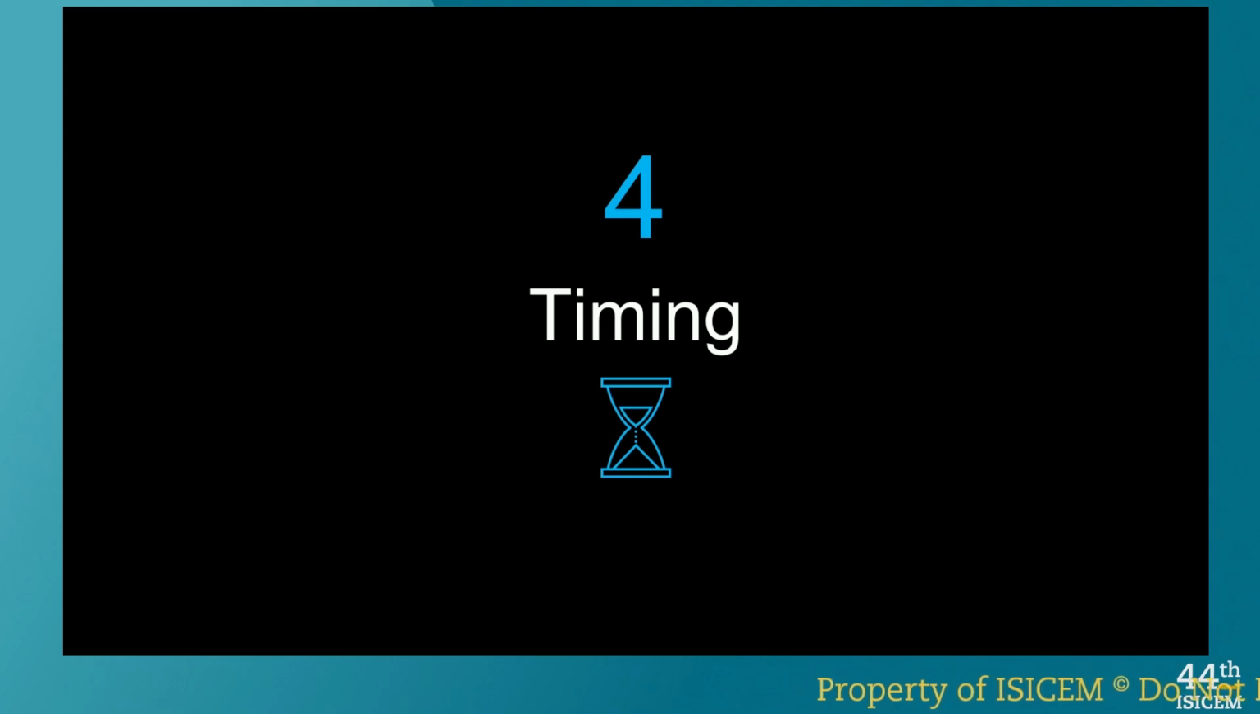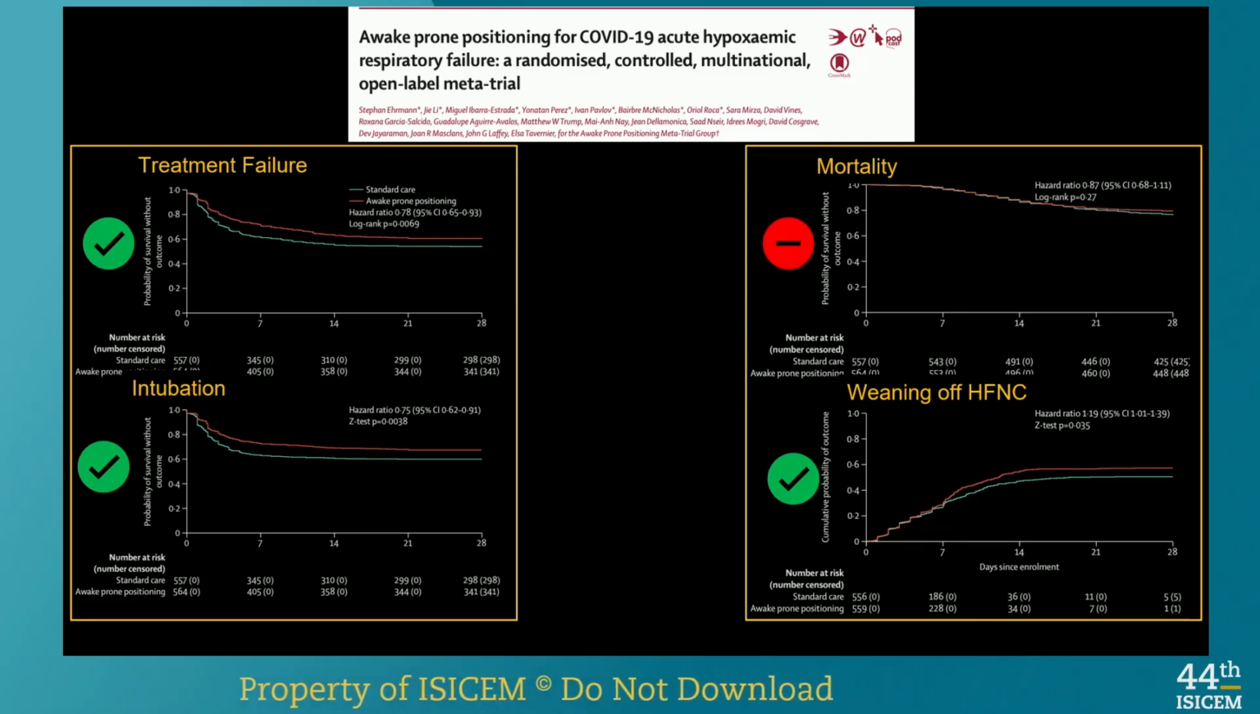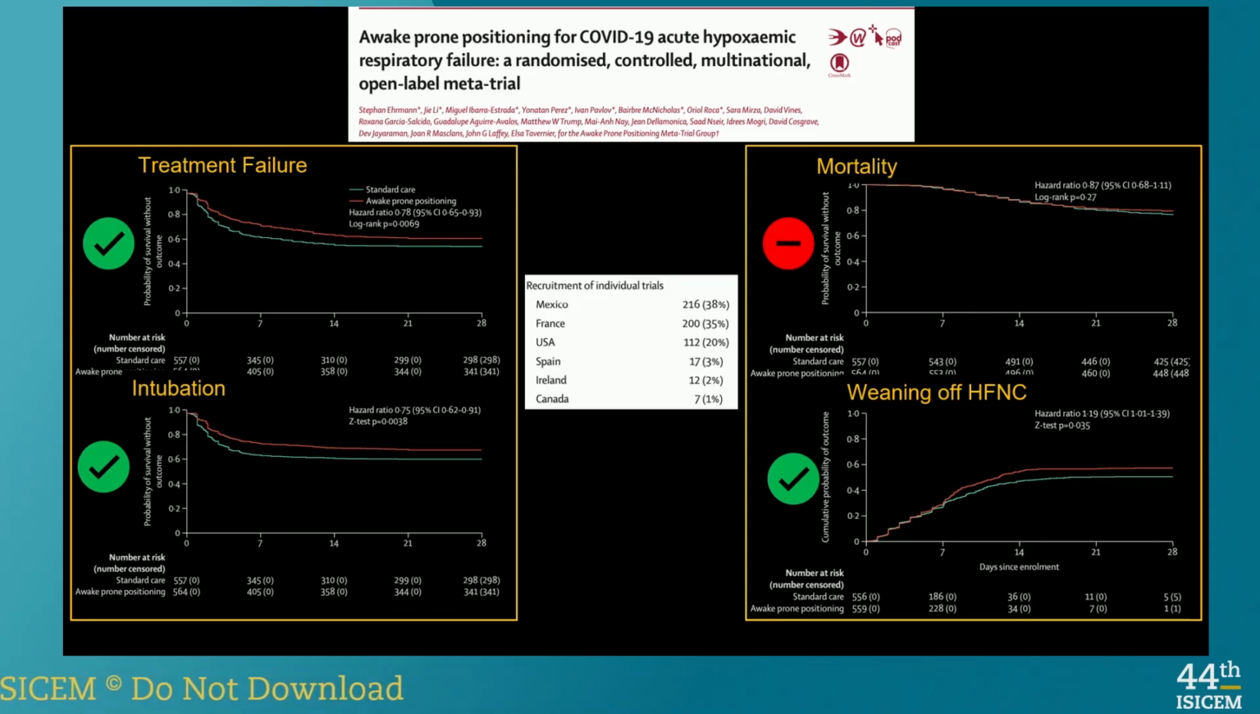Timing. Timing is important because if you look at this trial, and this is the one I mentioned earlier on, this is the meta-trial published in The Lancet, collecting essentially 6 different trials in Mexico, France, the States, Spain, Ireland, and Canada. And you can see the most predominant one, 38% of the entire population, was the one in Mexico. So let's keep that in mind.